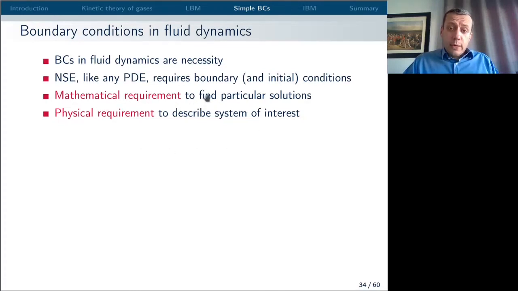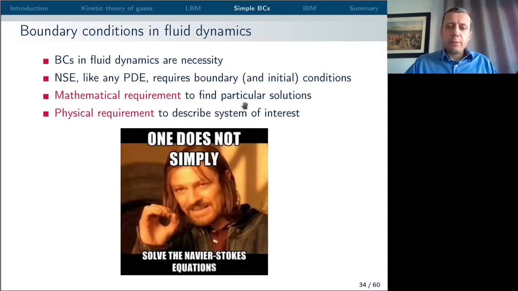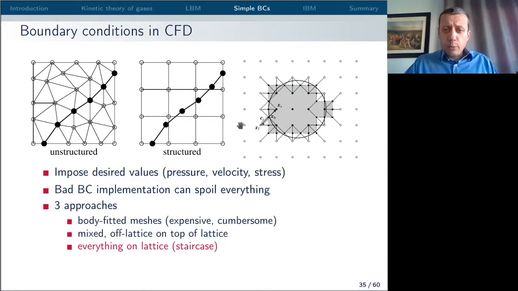Mathematically, they are required, and physically, they are also required because all the physics is actually in the boundary conditions, or most of the physics. And to get back to Lord of the Rings, one does not simply solve the Navier-Stokes equations without boundary conditions, right? Now, what kind of options do we have?